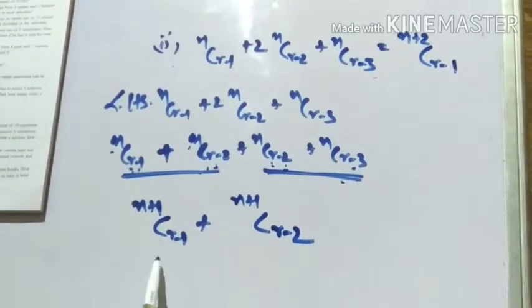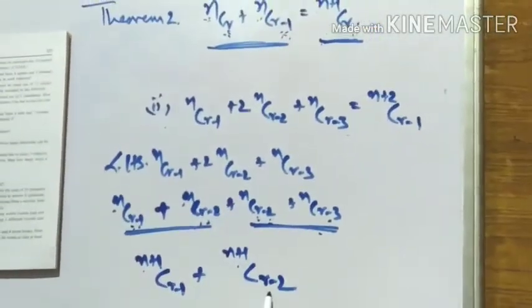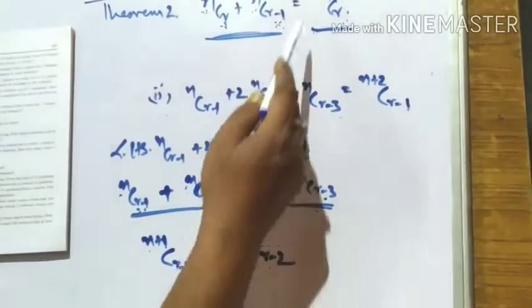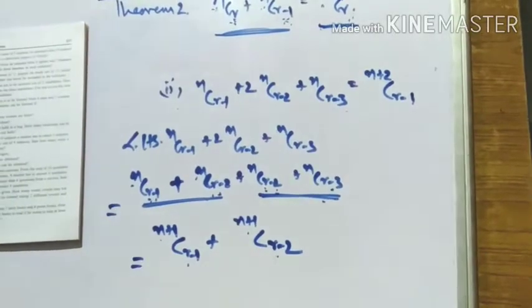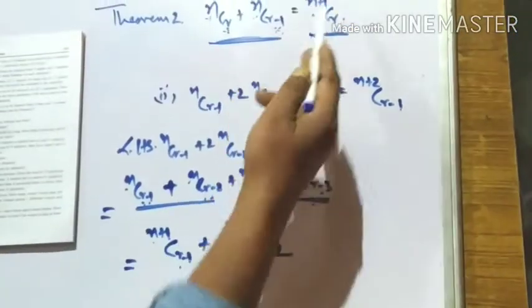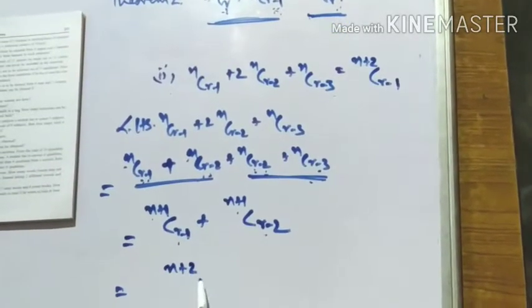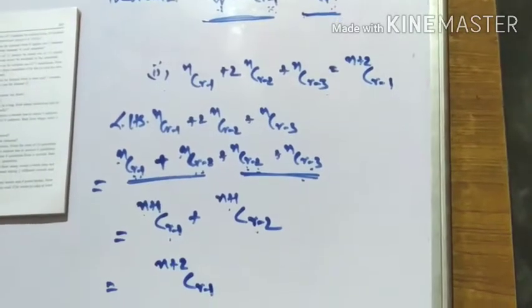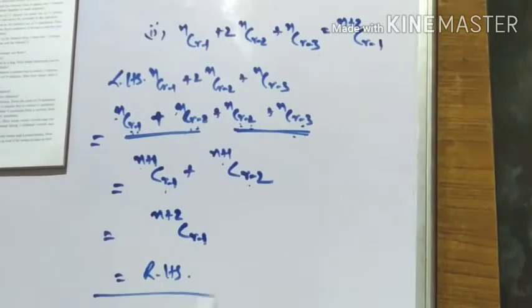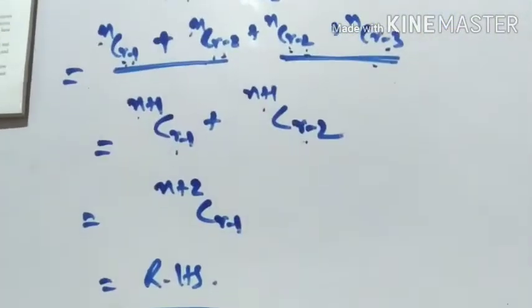Now again we are going to apply theorem 2. Here you can see n+1, n+1, these are the same. Now the second is 1 less than the first. We apply theorem 2 again. So the result will be: 1 is added to n, so n+1 plus 1 becomes n+2, and the greater of these is r-1. See, it is the right-hand side. So you will find that by applying this theorem, it becomes very easy to prove all the statements.